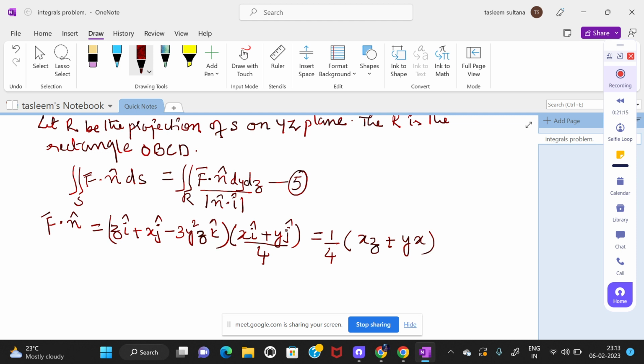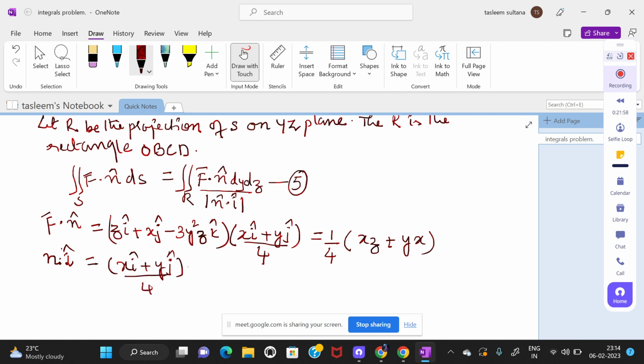Yes, ma'am. From here we can take x common, or shall we keep it like this only? Later we will see. Anyhow, it will get cancelled. x is there. Then in the denominator you are going to get only the first term, where your n vector dot i vector is equal to x i vector plus y j vector divided by 4.